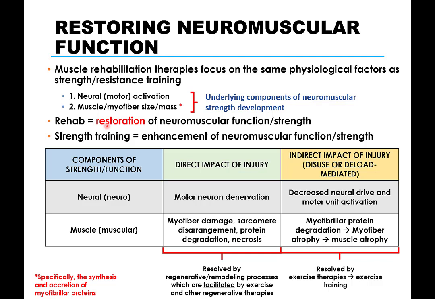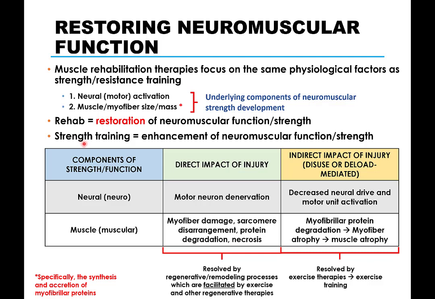So with post-injury muscle rehabilitation, we're not necessarily trying to enhance these factors to enhance neuromuscular strength, but rather to restore these factors to restore neuromuscular strength. That is the distinction between rehab and strength training.